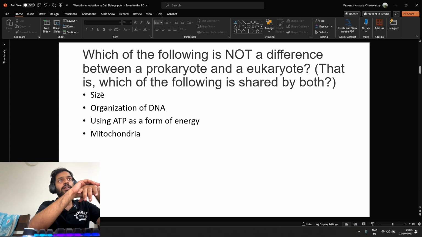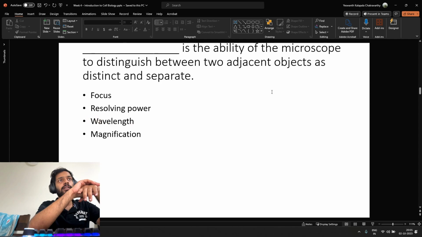So definitely not the size. C. Yeah. So using ATP as a form of energy is common between prokaryotes and eukaryotes. Okay. Resolving power is the ability of the microscope to distinguish between two adjacent objects as distinct and separate. Yeah, so that's the resolving power of the microscope.